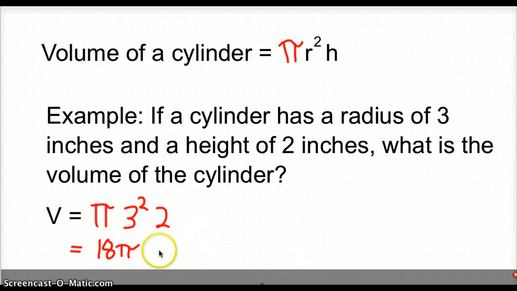Now we still need to do one more thing here. Since we said it's inches, our answer is going to be in inches cubed. Now our answer looks complete.